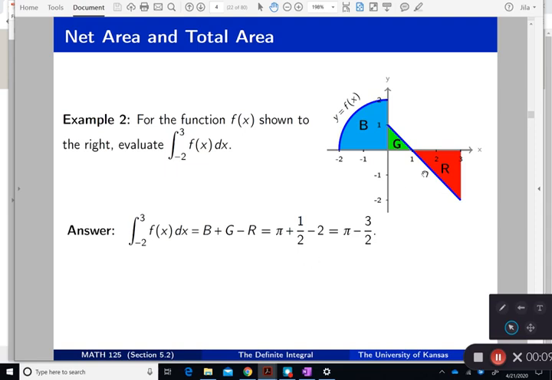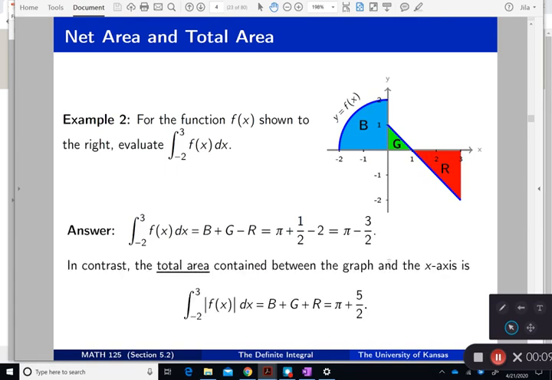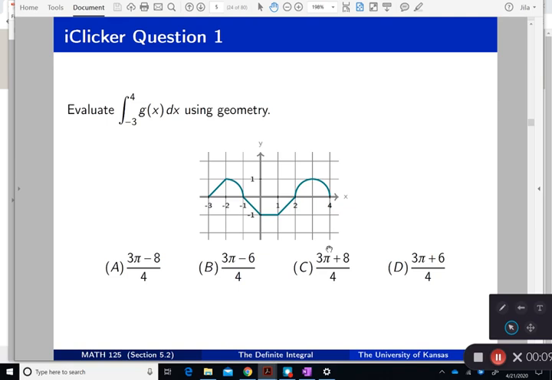Now, if I want to find the total area, I have to add b plus g plus r. Basically what you're doing is finding the integral of the absolute value of f of x rather than f of x, if you're adding all the areas. And so that would be b plus g plus r, which is pi plus 5/2. So I could get question 1.